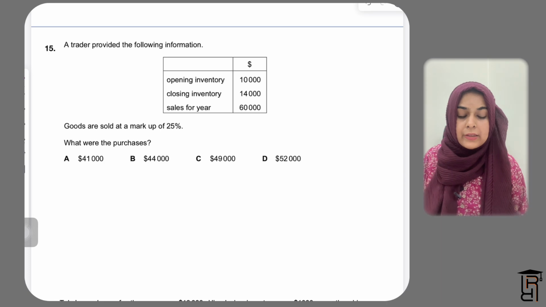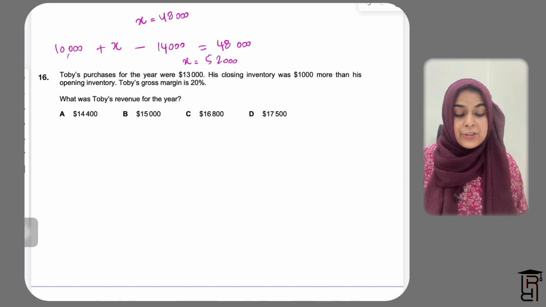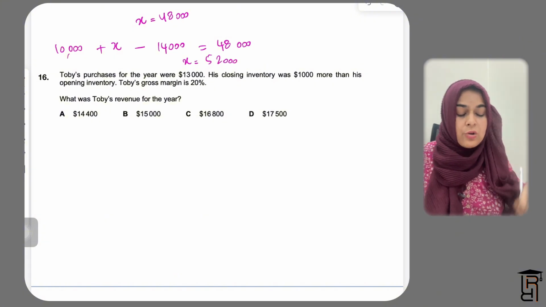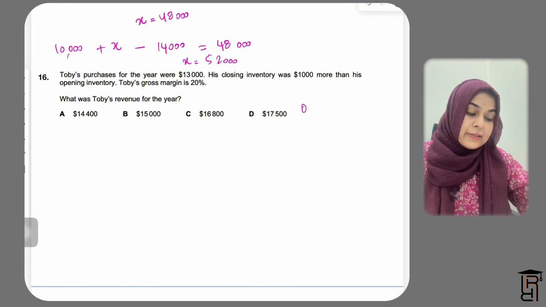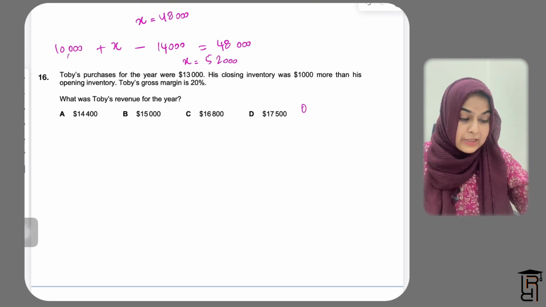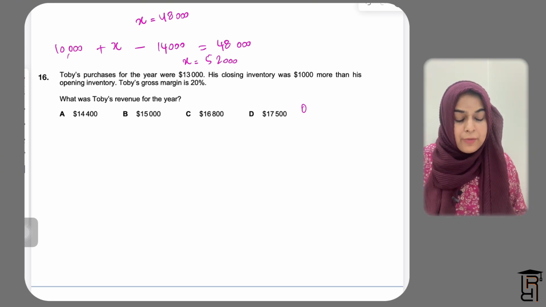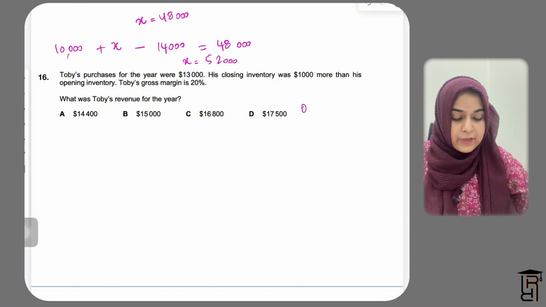Okay, so the next question here says Toby's purchases for the year is 13,000, his closing inventory is 1,000 more than his opening inventory. So I'm going to assume that the opening inventory, let's say, is 1,000. So if the opening inventory is 1,000, the closing inventory will be 1,000 more than the opening inventory, which means that the closing inventory must be 2,000. Then they are saying Toby's gross margin is 20%, so that means revenue is going to be 100% in this case, and then gross profit is going to be 20%, and my cost of sales is going to be 80%.